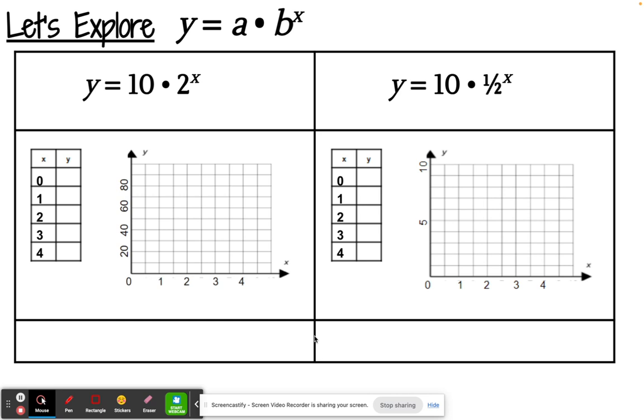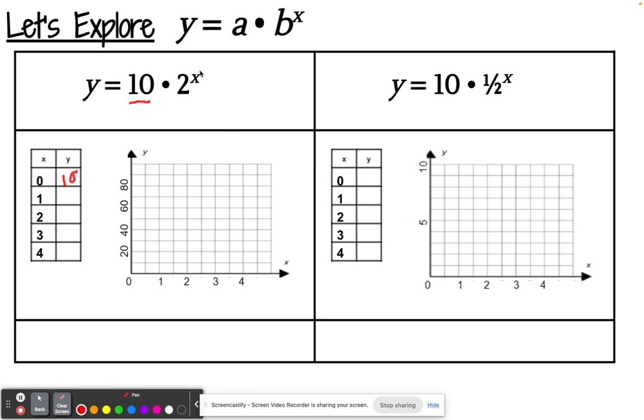So let's take a look at this. I have y equals 10 times 2 to the x power. So in this case, my intercept, as I said, will be my 10. It's right here. That's my y-intercept. When x is 0, my y will be 10. And you can see that because 2 to the 0 power is 1. 1 times 10 is 10.